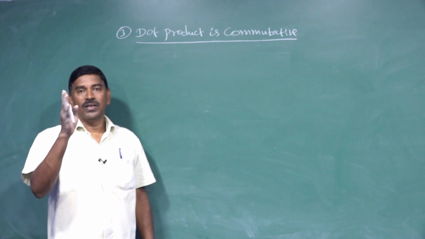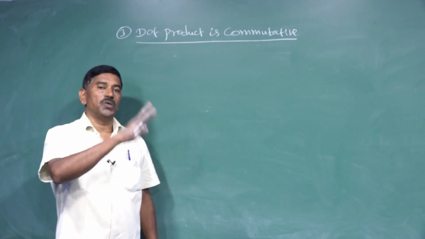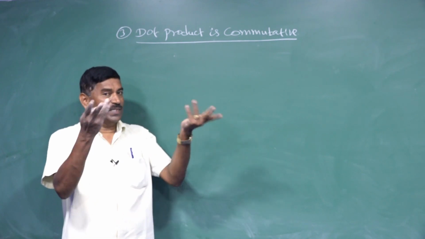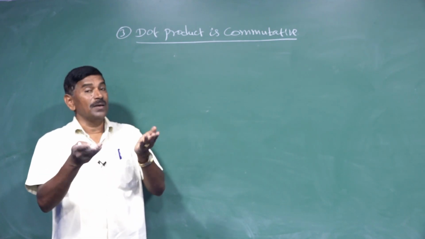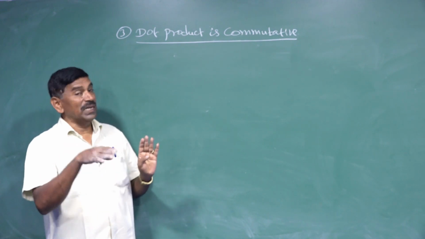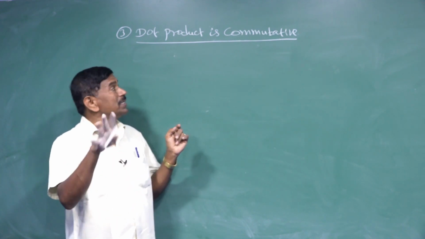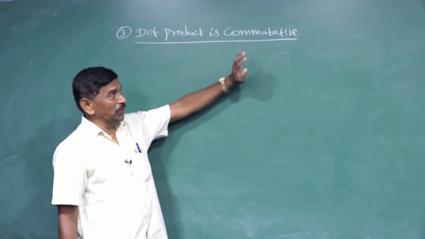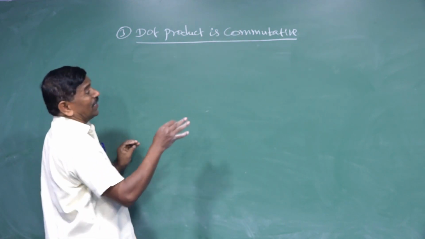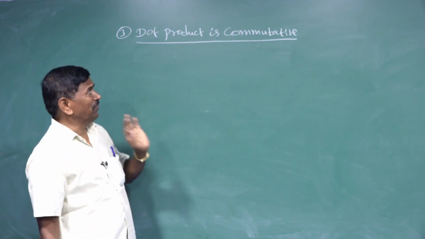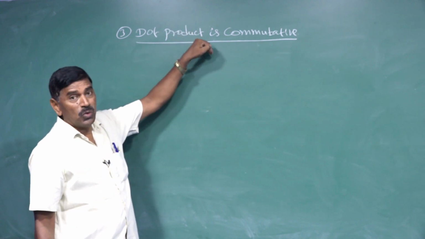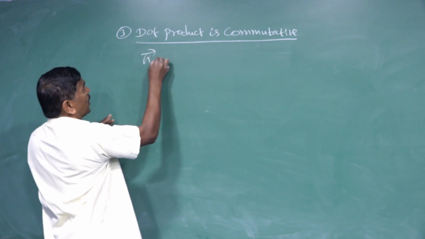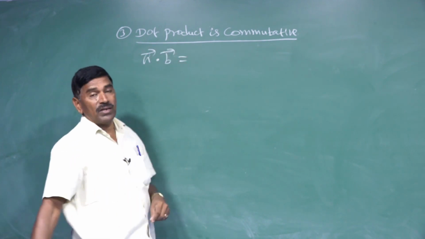Anyone? Very good. 2 into 3 equal to 3 into 2, because 2 3s are 6 and 3 2s are 6. So multiplication is commutative in real numbers. Similarly, in vector algebra, dot product is commutative. For this, first I need the definition of dot product. Very important. Every time we want to go to the definition of dot product.